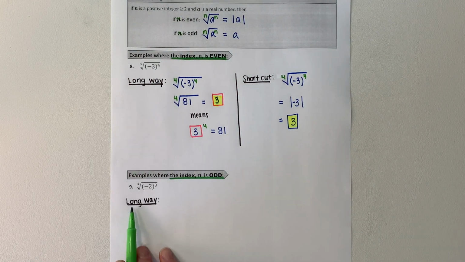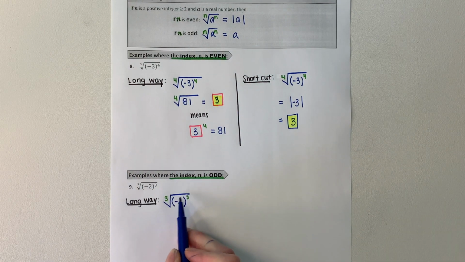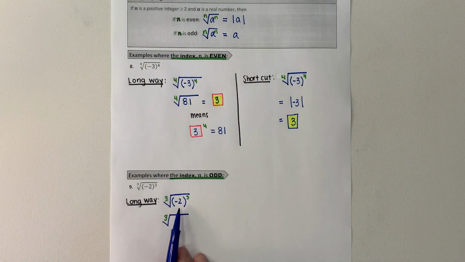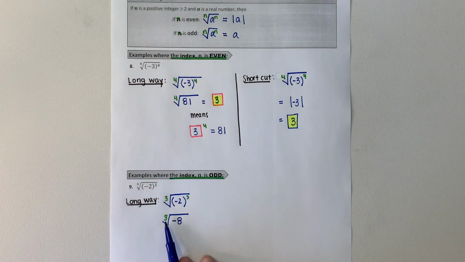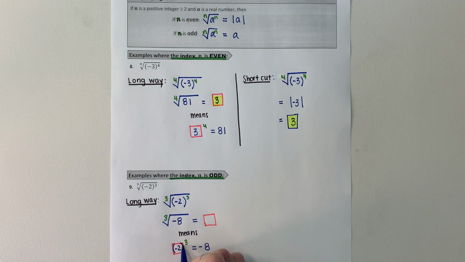And let's first solve this the long way using these pink boxes. Let's start by computing or simplifying this radicand. Negative 2 cubed gives us negative 8. Now, remember when our index is odd, we're allowed to have a negative radicand. So we will have a solution here, and you'll find that negative 2 cubed equals negative 8, so that means that the cube root of negative 8 is equal to negative 2.